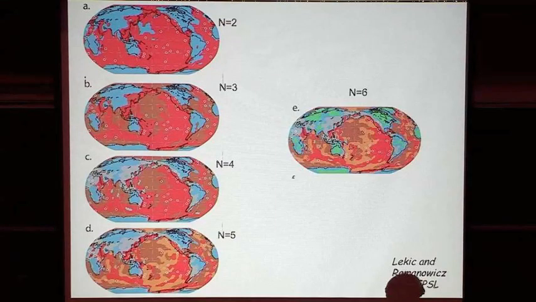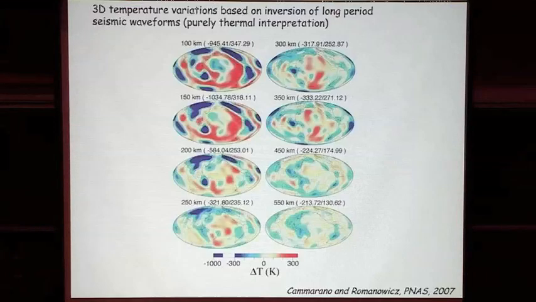Okay, so now, the continents are fast, as seen by these. These are mostly constrained by surface waves and overtone data, so long period waveforms. What if we want to say, well, can we explain these maps by just thermal structure?